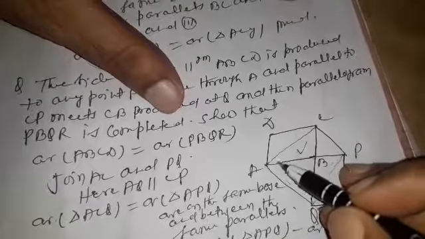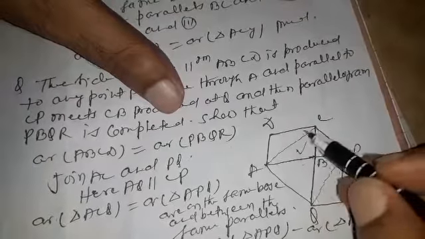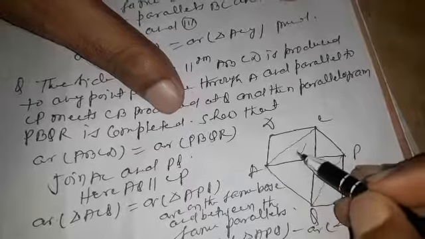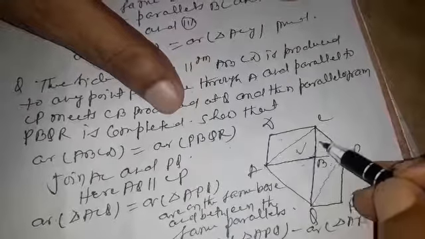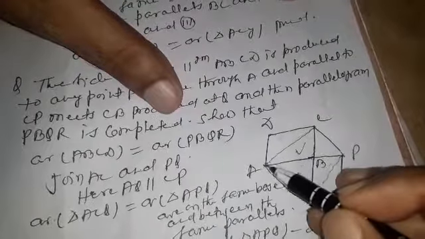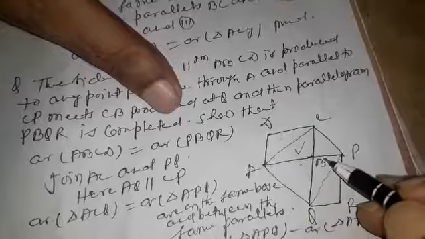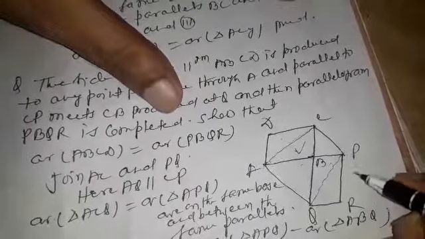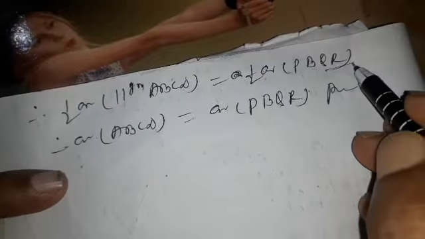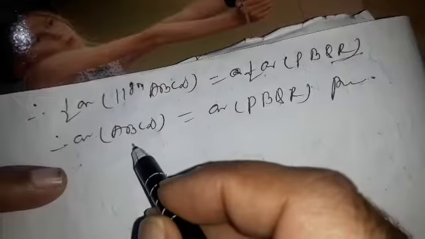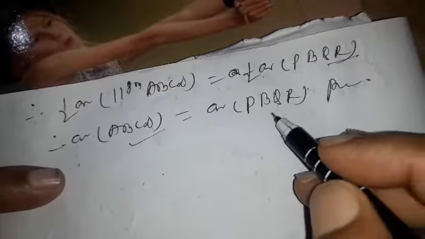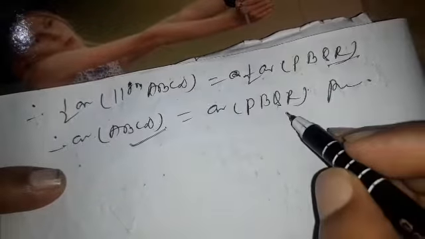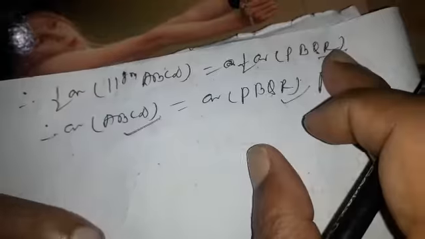And we know that the diagonal of a parallelogram divides it into two triangles of equal area. It means the area of this triangle is half the area of parallelogram ABCD, and the area of triangle PBQ is similarly half the area of parallelogram PBQR. So half the area of ABCD is equal to half the area of PBQR. Therefore the area of parallelogram ABCD is equal to the area of parallelogram PBQR.